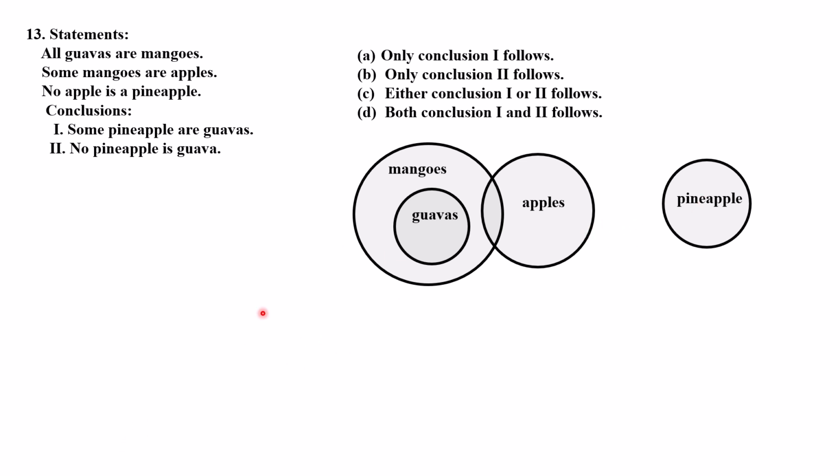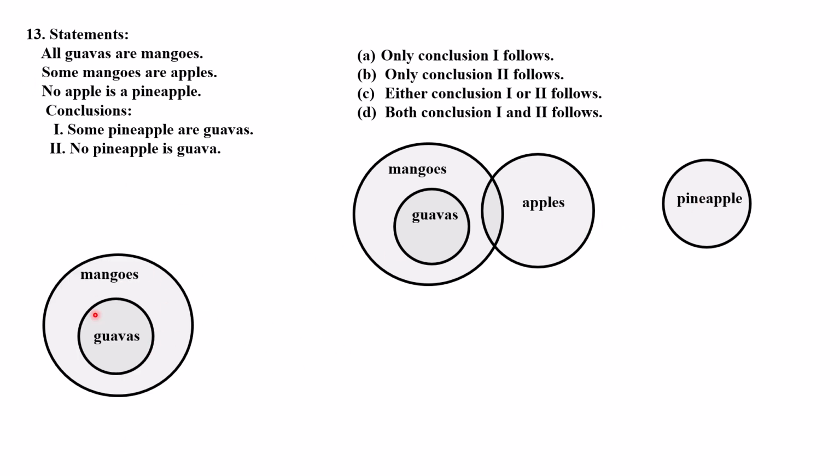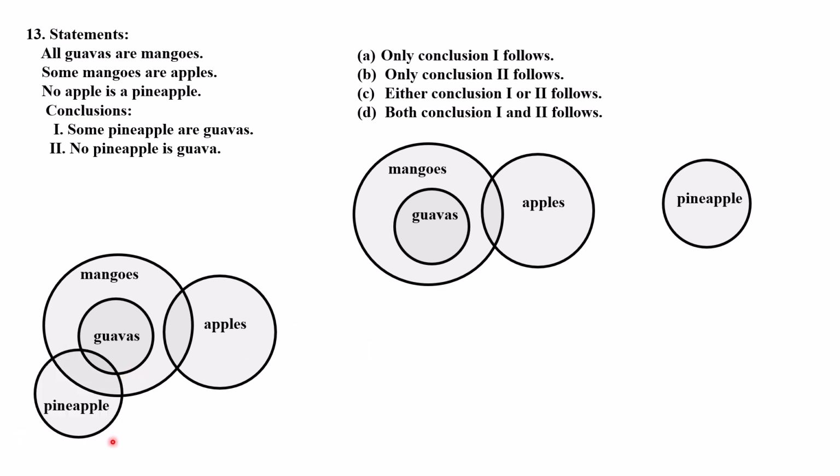But the other way of plotting is, again all guavas are mangoes. Some mangoes are apples. No apple is a pineapple. So I can plot like this also. This also is true because apple is not a pineapple. Here also, in this case also, no apple is a pineapple, isn't it? Now two conclusions are given. Some pineapple are guavas. So if you see this option, yes, some pineapples are guava, but from this option it is no. Next, no pineapple is a guava. So from this option it is correct, but from this option it is not correct, isn't it?